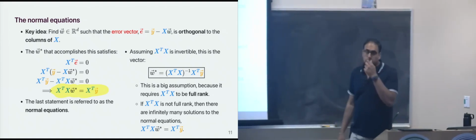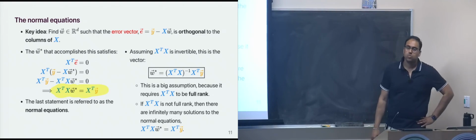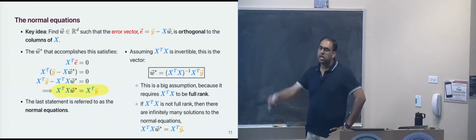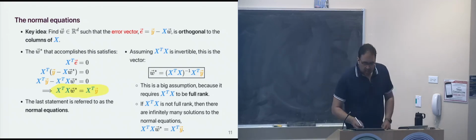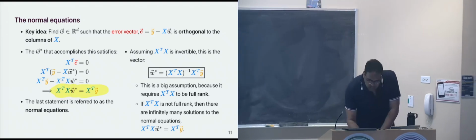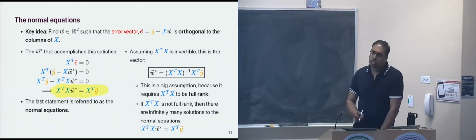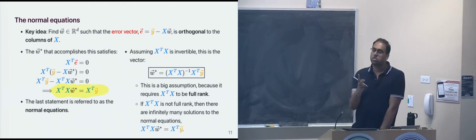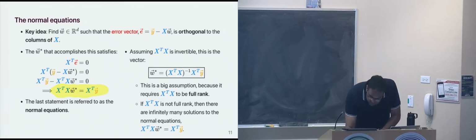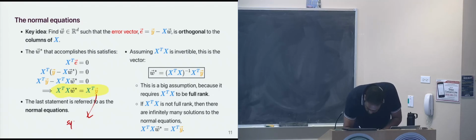Why is it plural? Why is it called the normal equations? Yeah, it's because x transpose x is a matrix, and W is a vector, which means that this is actually a system of equations. There's actually 2 equations, because there's 2 components in the W vector, W1 and W2. So this is a system of equations.